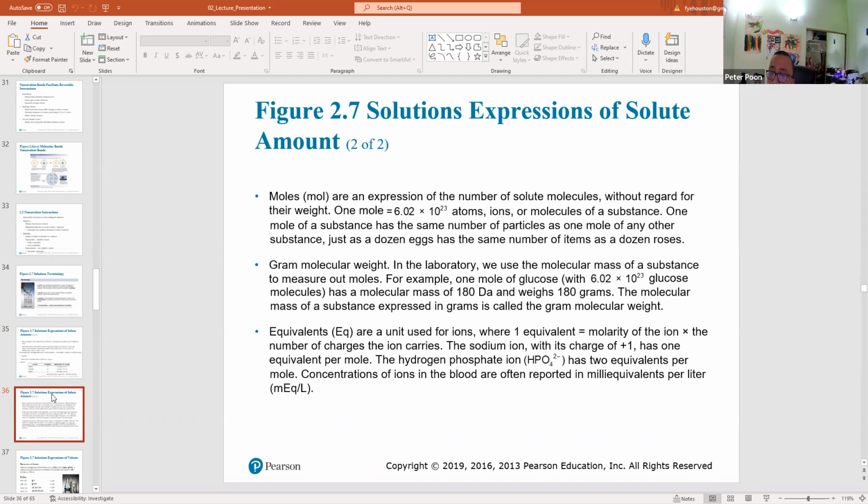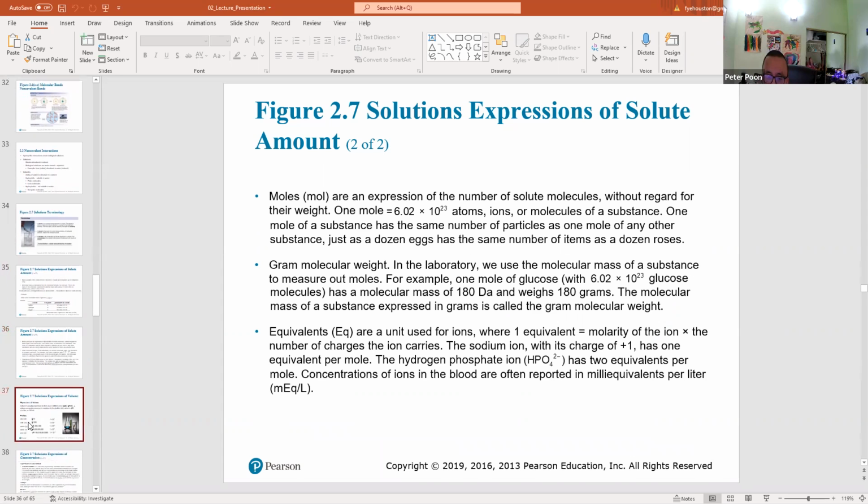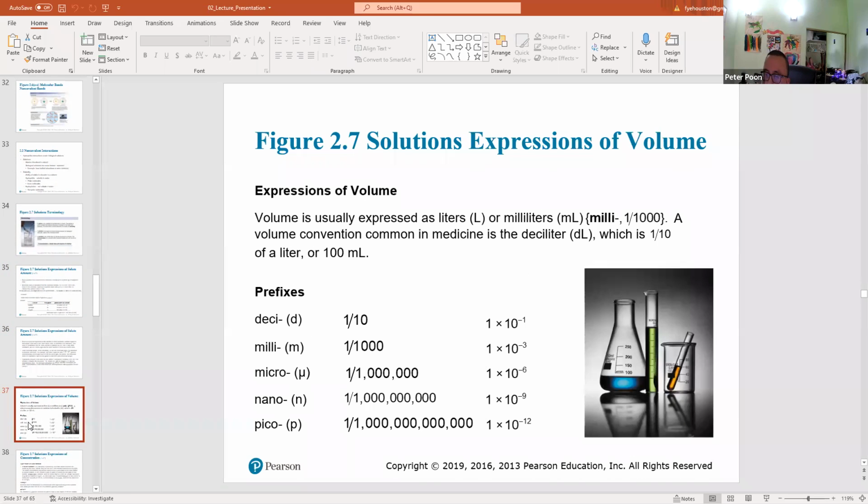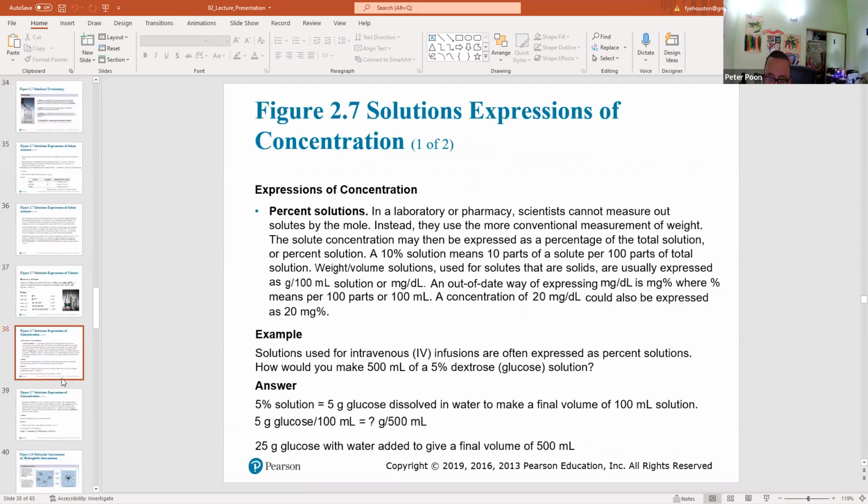So, more concepts that you can read out of this slide. Make sure you read this slide, but I don't want to just spend this time reading this out for you guys. Expressions of volume. Again, you guys will be going over this in lab, so we'll skip this figure. Percent solutions. Again, we'll be going over this in lab.